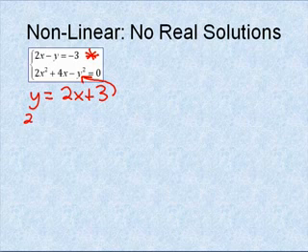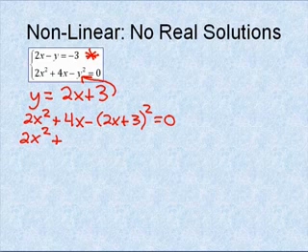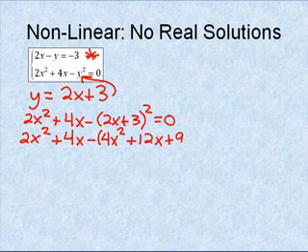So I have 2x squared + 4x - (2x + 3) squared equals 0. So let's go ahead and square 2x + 3 and see what we get. 4x squared + 12x + 9, and that's going to equal 0.